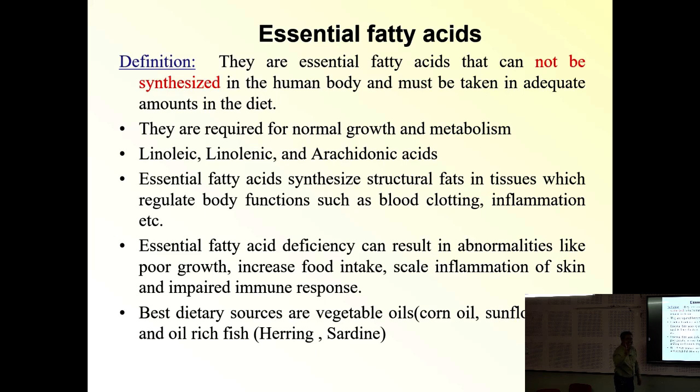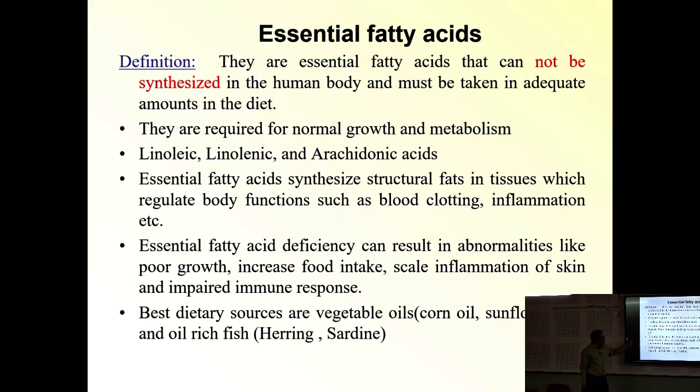Which are these essential fatty acids? Linoleic acid, linolenic acid, arachidonic acid. These three are the essential fatty acids. They are structural fats in the tissue which regulate body functions such as blood clotting and inflammation, and most of the fat soluble vitamins are also attached with that oil composition.